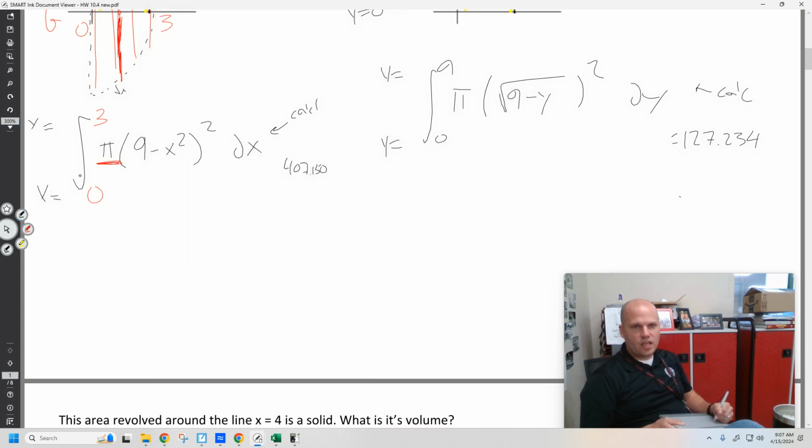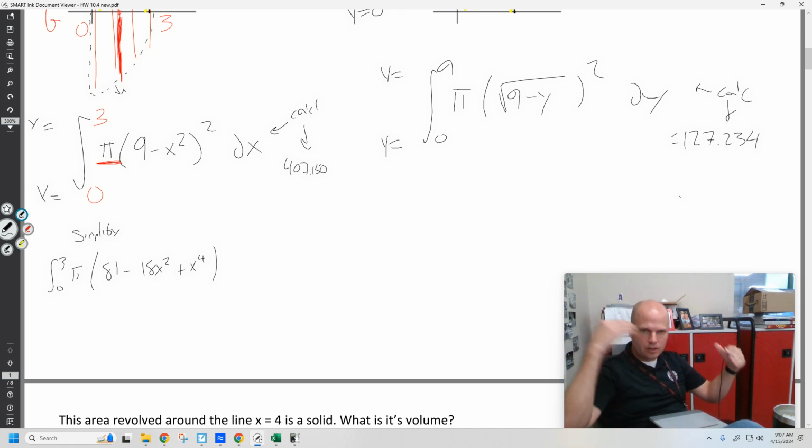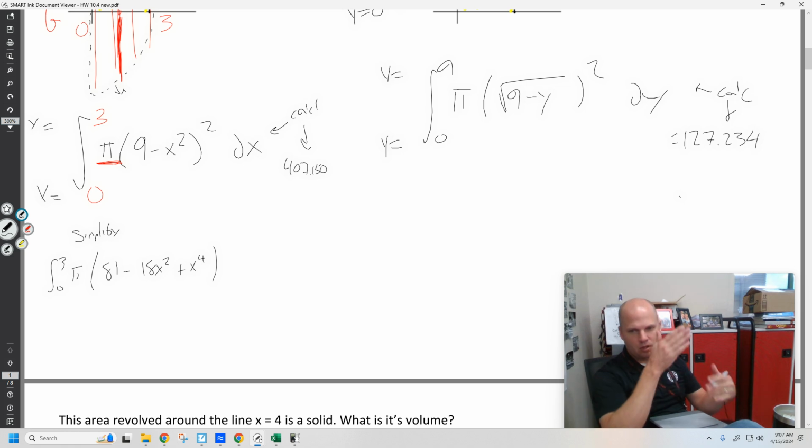But if I did not have a calculator, what do I do? I look to take the antiderivative. I can't take the antiderivative of this. I'm going to have to simplify first. This is 81 minus 18x squared plus x to the fourth. You don't square this by doing 9 squared and then x squared squared. That's not how it works. We know that. Multiply 9 minus x squared by 9 minus x squared.